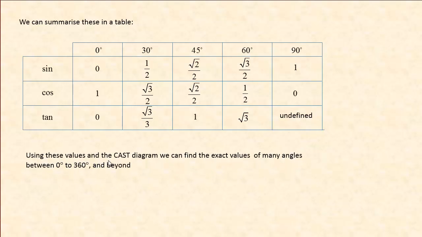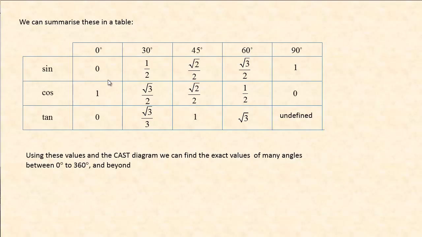Now, using these values and the CAST diagram, we can find the exact values of many angles between 0 and 360. In fact, any multiples of 45 and 30 can be found. And we can go beyond 360 if we need to.